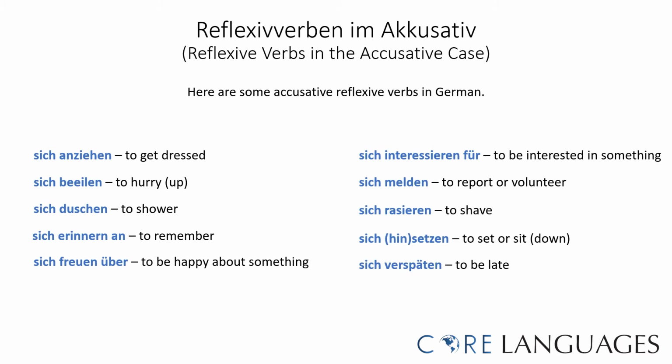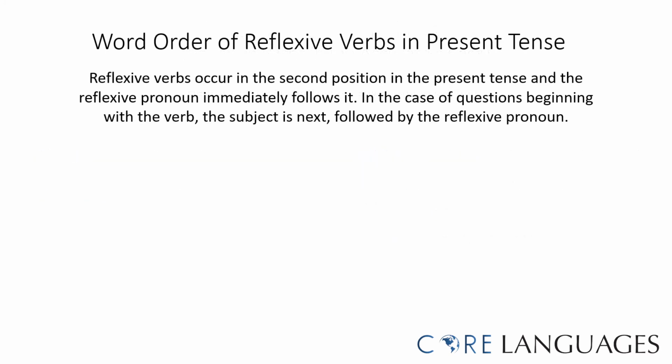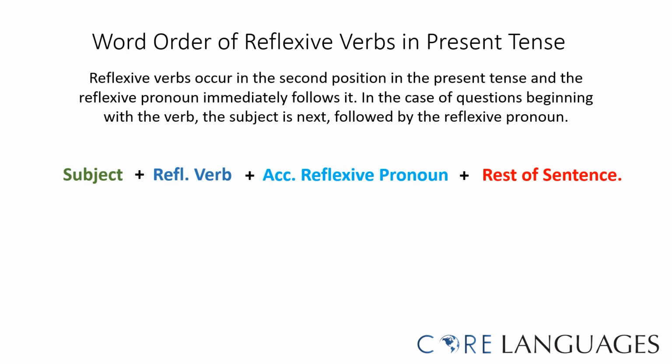Sich verspäten, to be late. In a sentence, the reflexive pronoun usually follows immediately after the reflexive verb. In a regular sentence, we would start with the subject, then the reflexive verb, followed by the accusative reflexive pronoun and the rest of the sentence. For example, ich dusche mich morgens. I shower myself in the mornings.